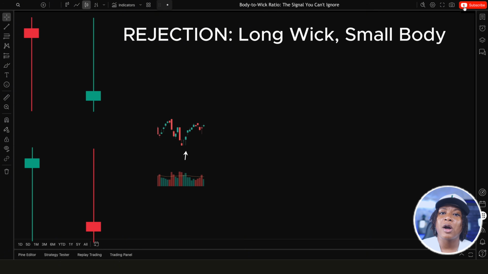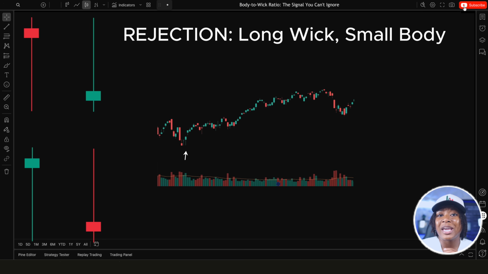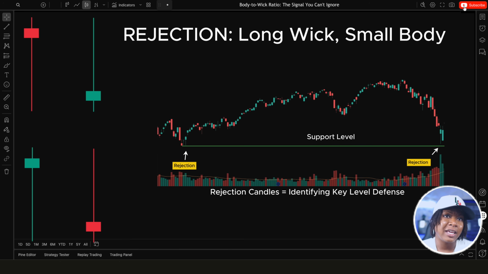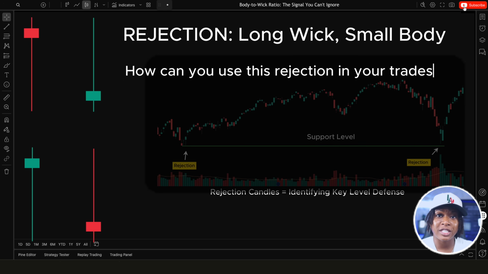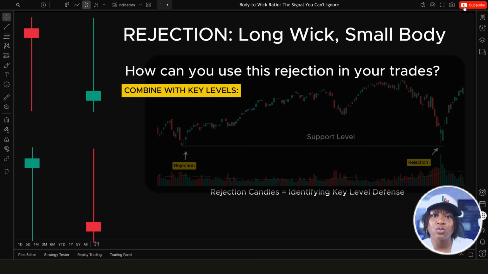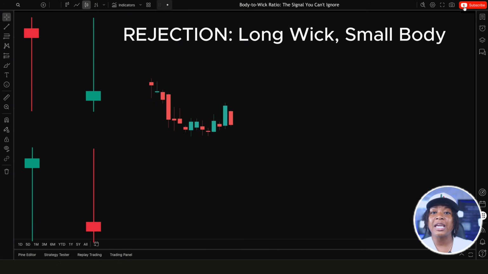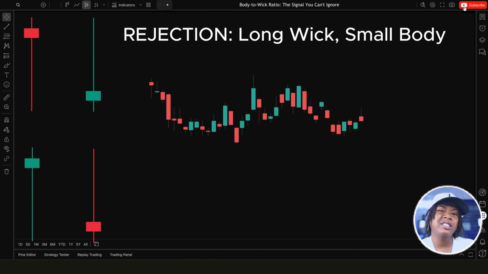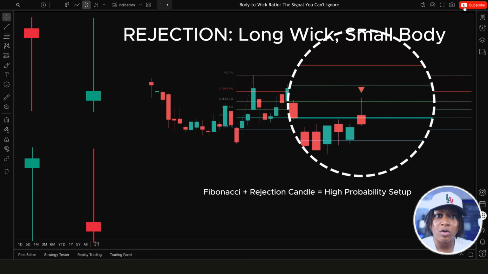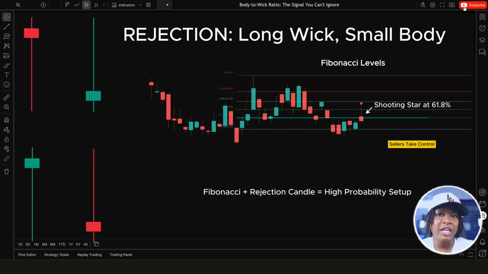Now, at the same time, think about a support level. Let's say you see a candle that has a long lower wick and a small green body. Then this type of candle is saying that the buyer stepped in to defend the price around this time. How can you use these rejection candles in your trades? You want to use these candles with key levels, whether that's a trend line, a Fibonacci level, a pivot level, or support and resistance. That's where these rejection candles are going to kill it. So for example, let's say you see a rejection candle near the 61.8% retracement level in a downtrend. If you see that, then that could be an early signal of strong seller momentum.